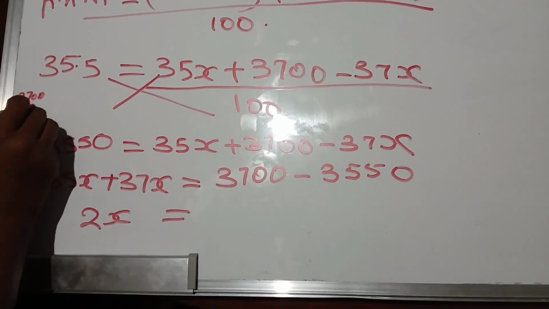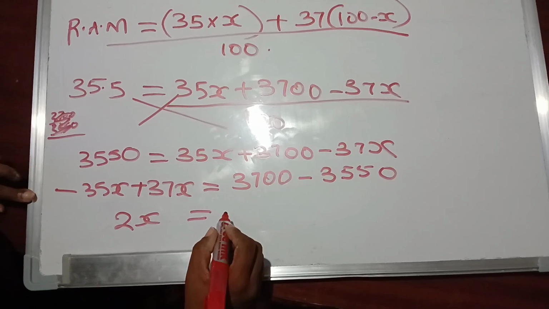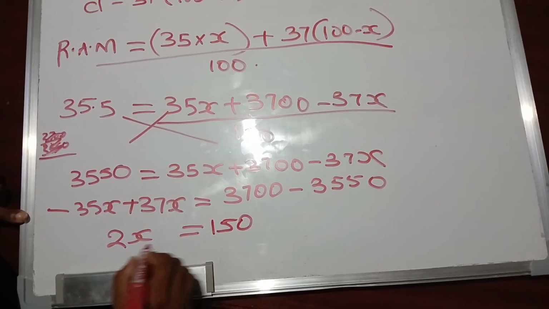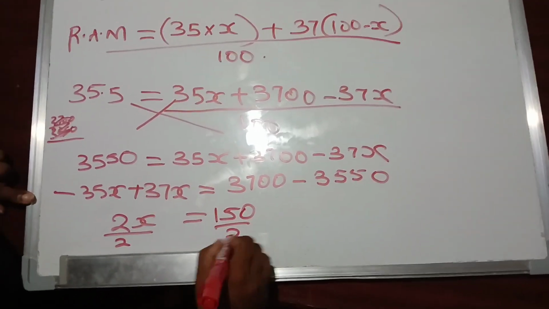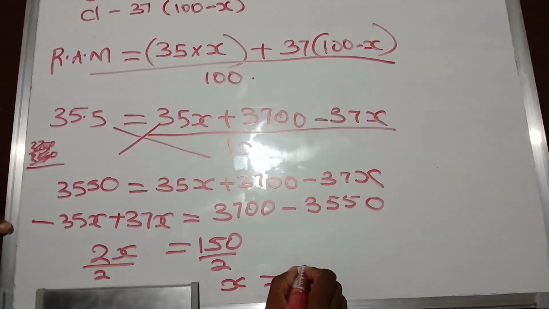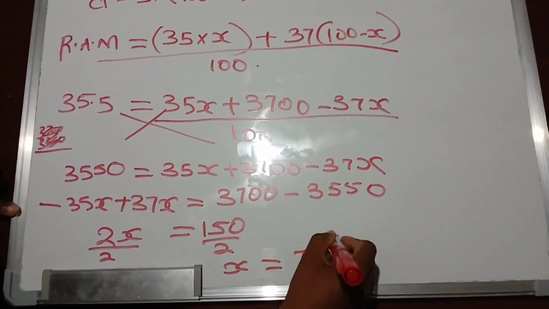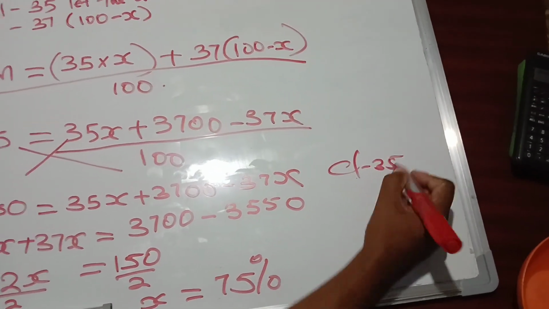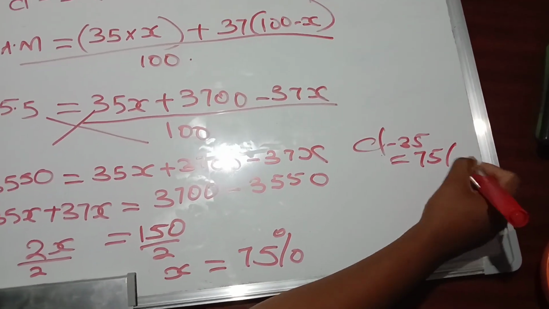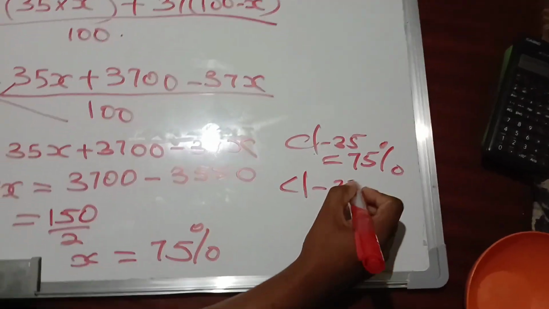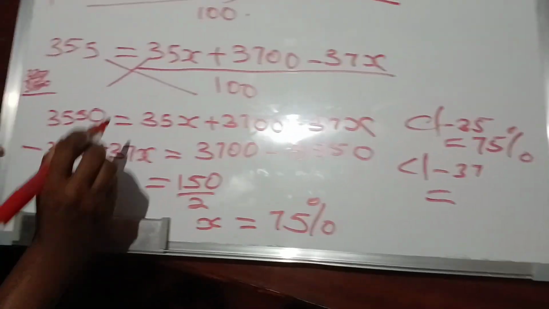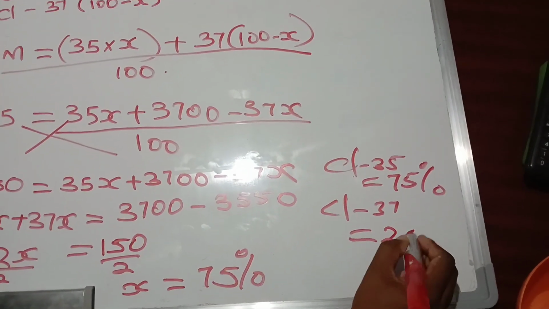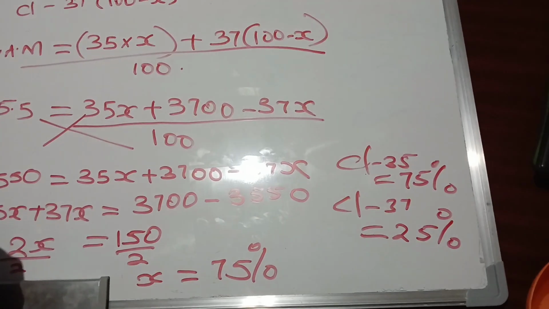The calculator. So 3700 minus 3550 is 150. So over 2, over 2, x is going to be equal to 75%. So chlorine 35 is 75%. Then chlorine 37 will be equal to 100 minus 75, which gives us 25%. So that's how you work out that one.